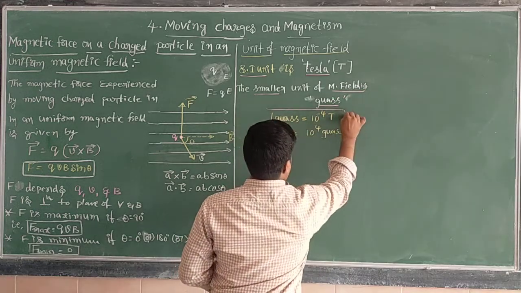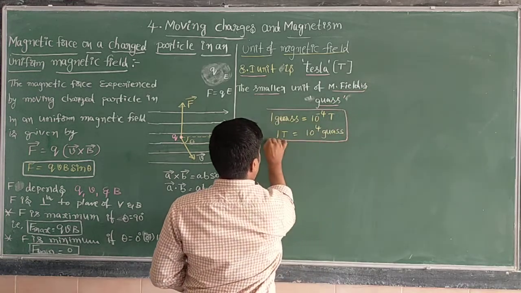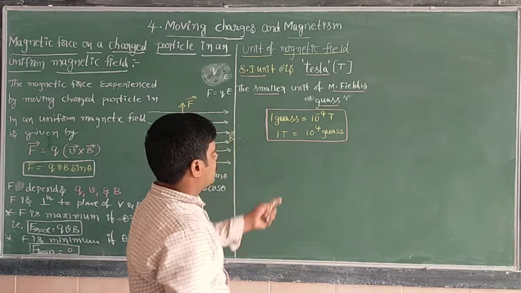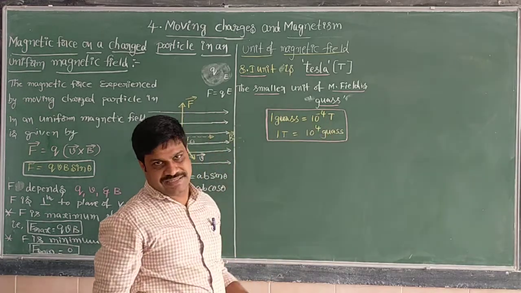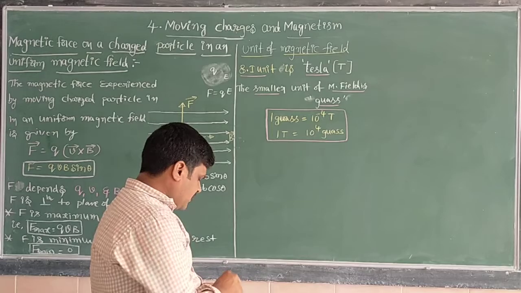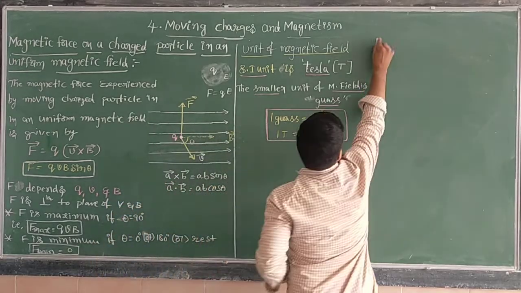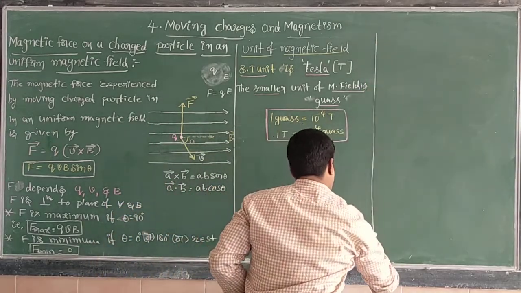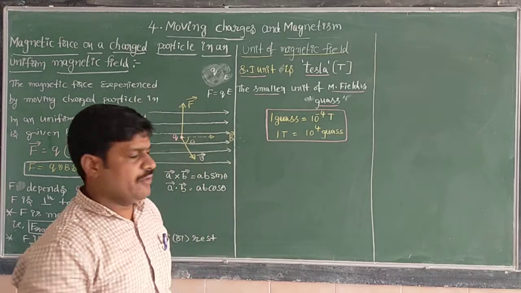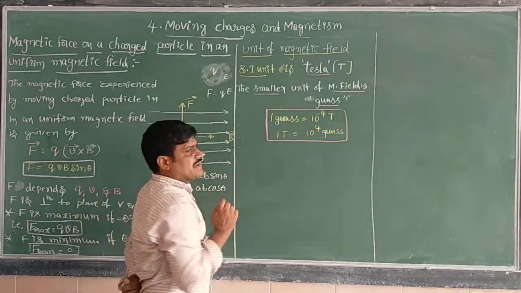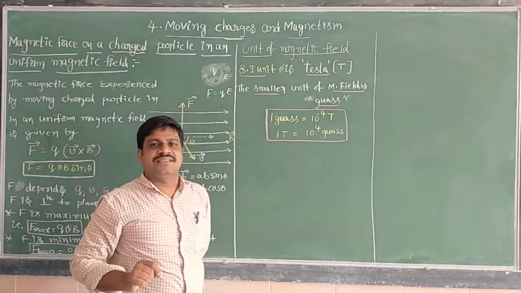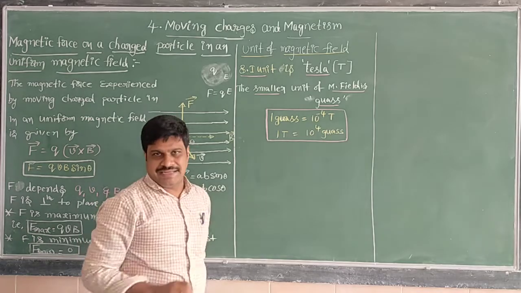1 Gauss is equal to 10 power minus 4 Tesla. 1 Tesla is equal to 10 power 4 Gauss. Now let me define 1 Tesla. Definition of 1 Tesla. That means, when is the magnetic field said to be 1 Tesla?